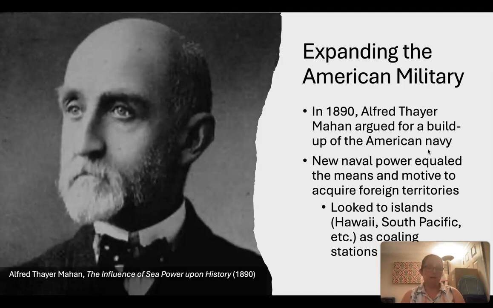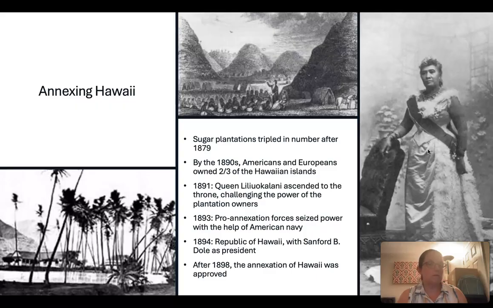territories. So, particularly proponents of this are looking to islands throughout the world, the islands of Hawaii, islands in the South Pacific, islands in the Caribbean, to be places where these ships can dock, coaling stations, places where the sailors and the merchants who are on these ships can rest and recover. So it's really looking to these islands. And particularly the island of Hawaii becomes a really interesting example of this.